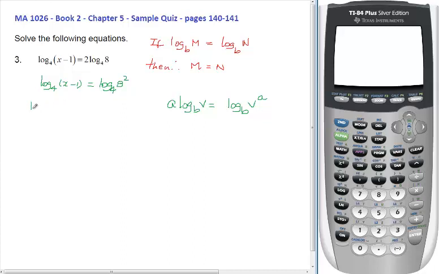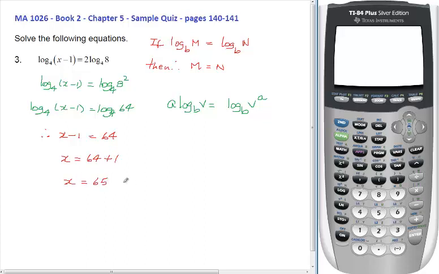Now some people might not drop the logs at this stage. They might write it one more time and simplify 8 squared to be, of course, 64. Then you might see the drop the logs take place. Well, you can do it before this step if you want. So therefore x minus 1 must equal 64. Now it's a simple solve. Add 1 to both sides: 64 plus 1. So the answer here is 65.